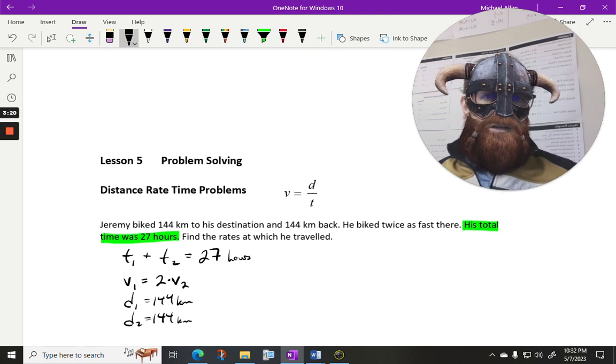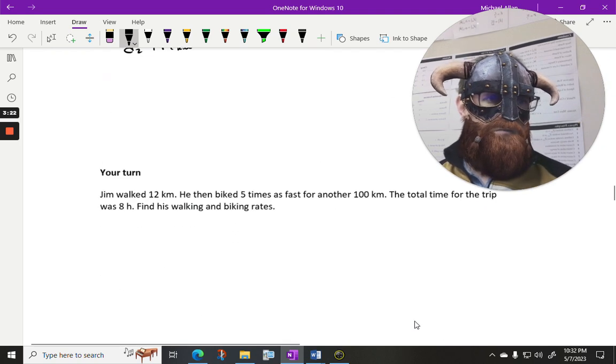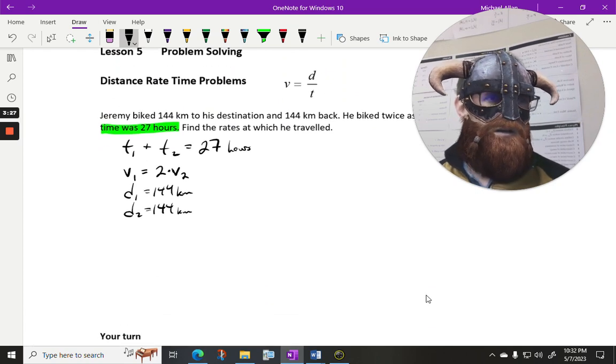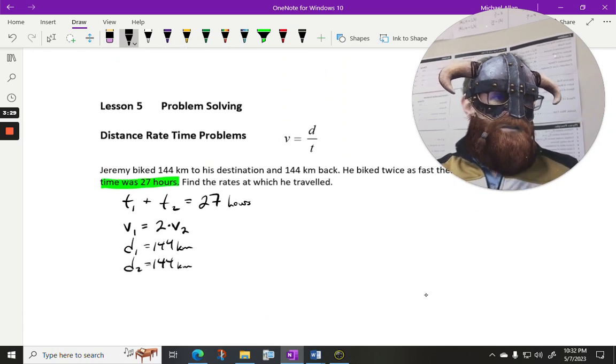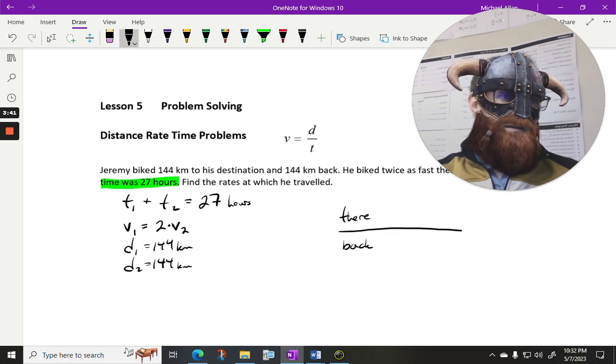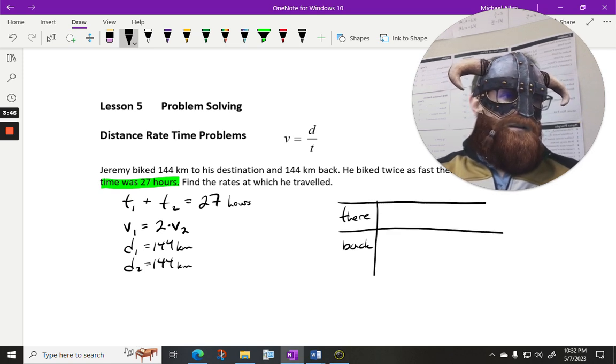What I suggest to do for most of these questions is fill out a table of our givens and what we know. So I'm just going to write out a little table over here. It's going to have the same information in it, up there and back. Most of the time I give you the table, but in these notes I don't. If I had a question like this where a table would be beneficial, I'll give it to you.